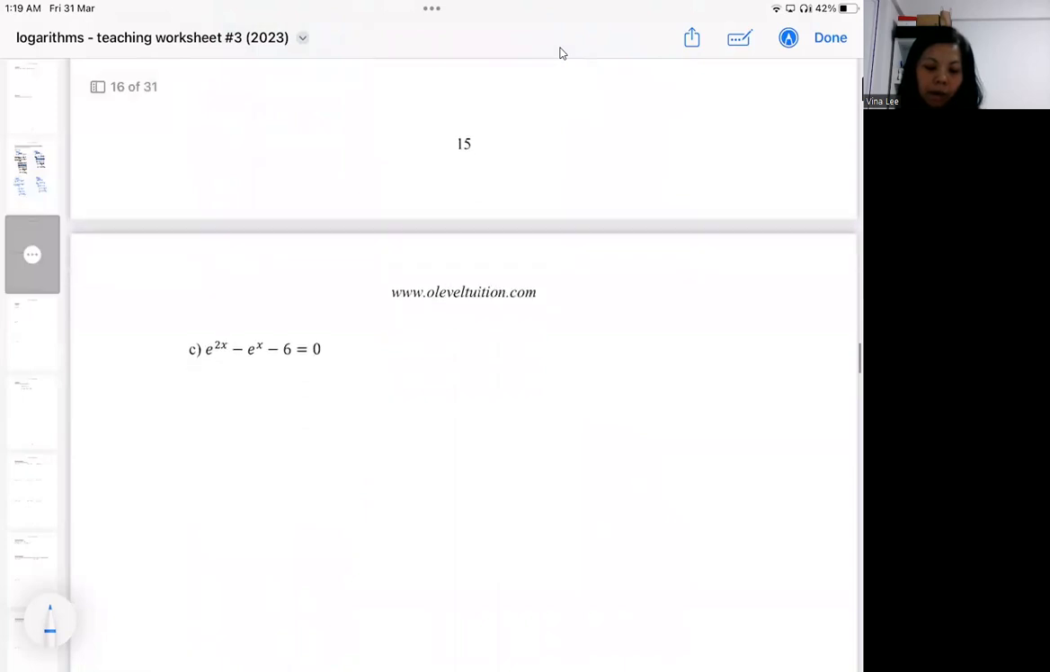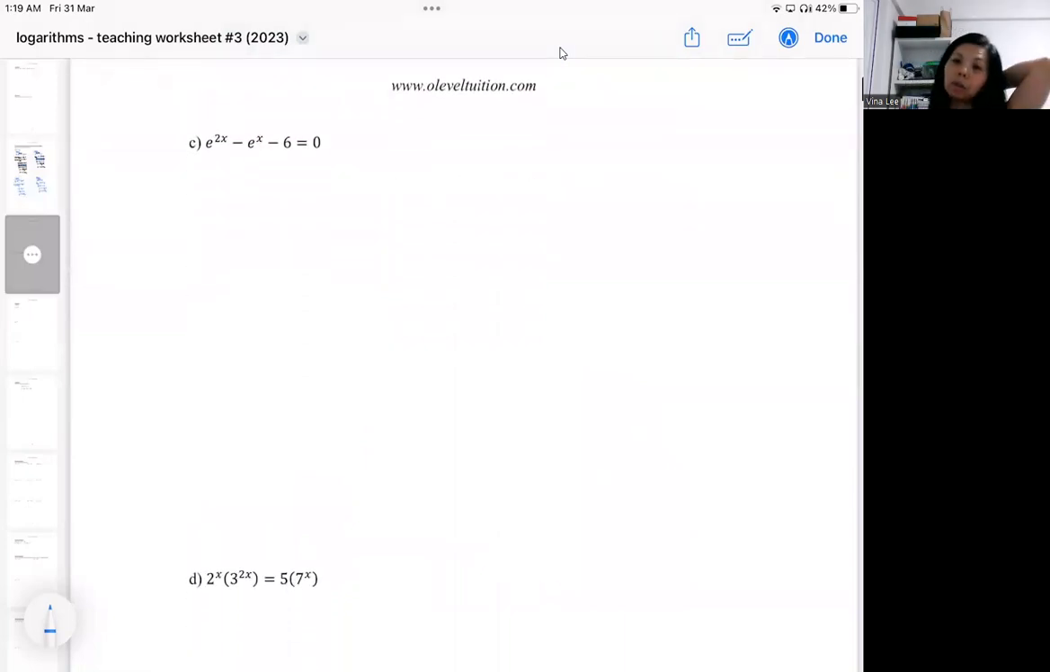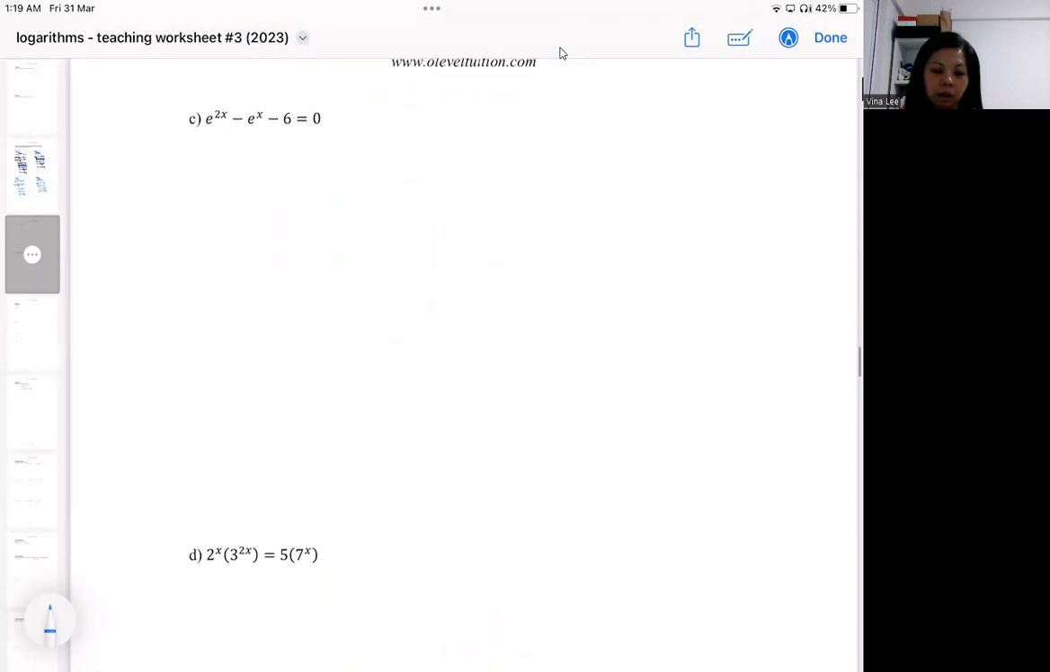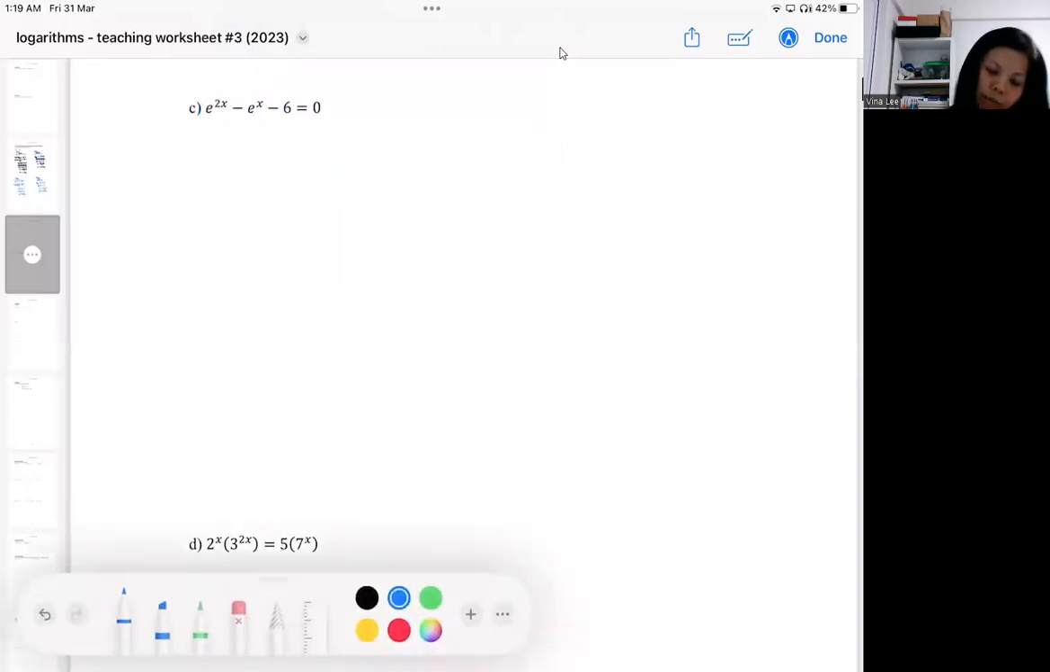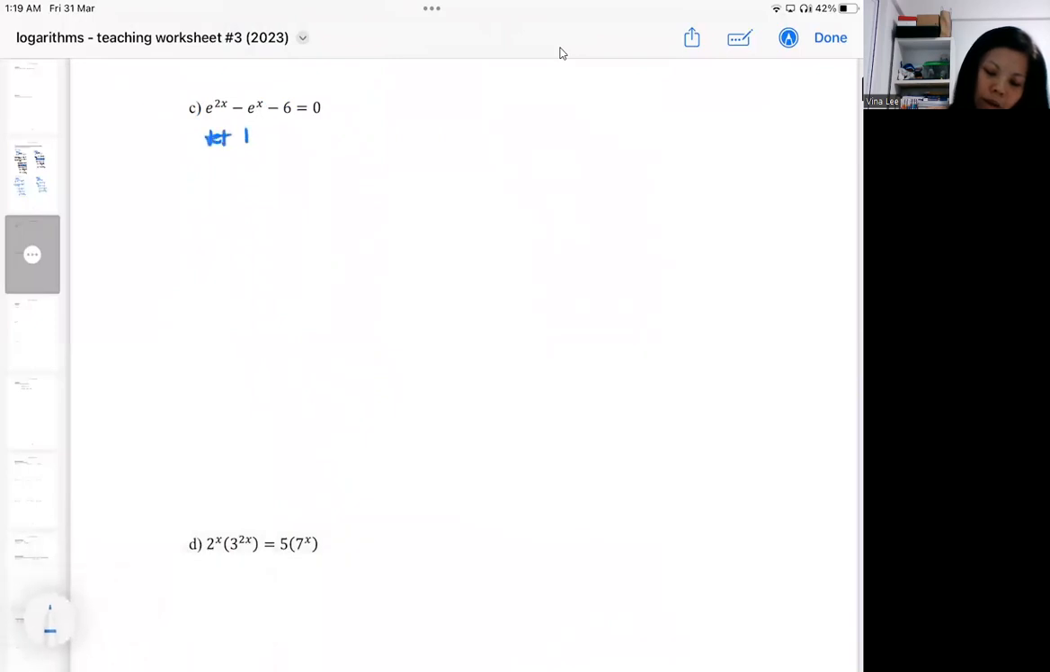Okay, but again, there will be times that you can't do that. You couldn't do a ln on both sides. So in such a case, you can do a substitution like what you are used to. If you still remember the trick of substitution, you look at the two exponentials. The simpler exponential will be your substitution. So I will be letting k equal to e^x.